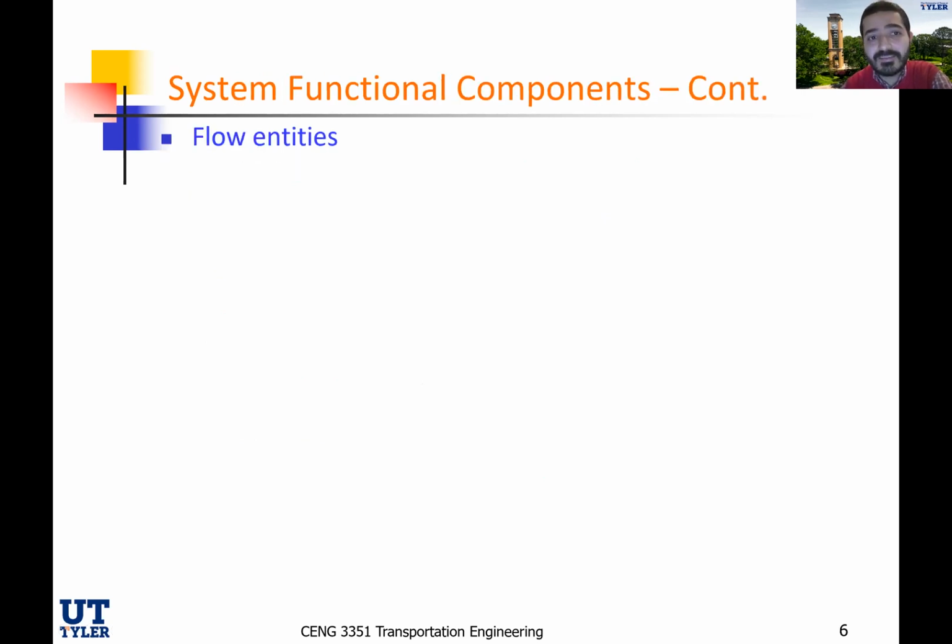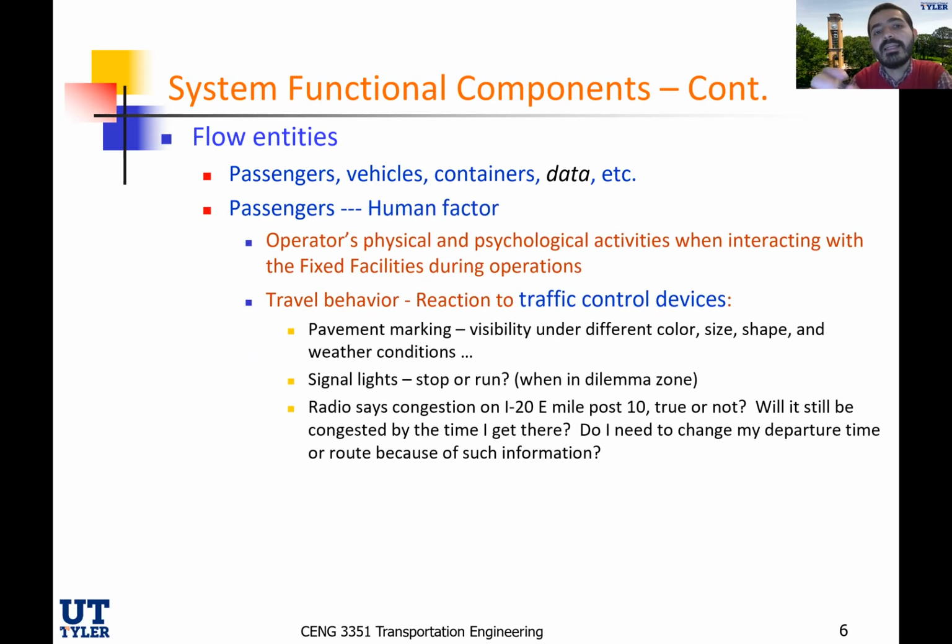How about flow entities? Flow entities can be us as passengers, they can be vehicles, they can be containers, or as simple as data, moving data from point A to point B. That's also a flow entity that can move, and we are responsible to move from point A to point B. When it comes to passengers, there is a human factor.